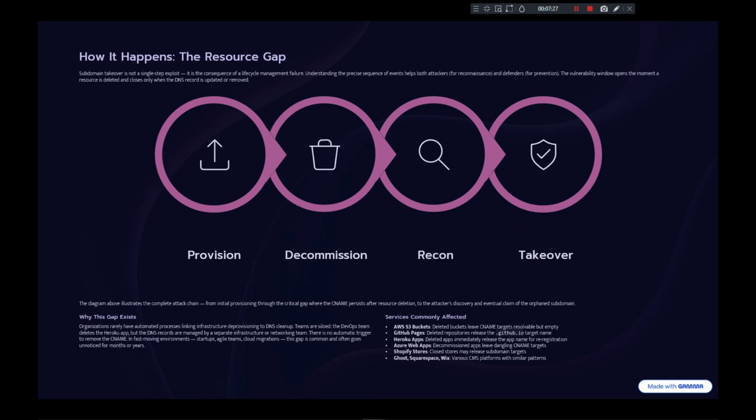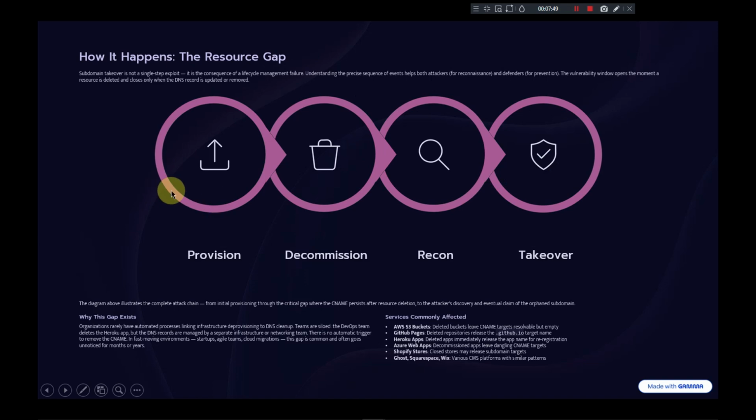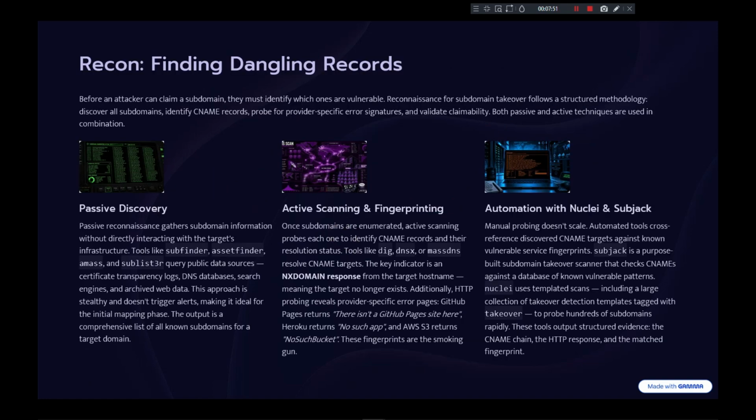An attacker only needs to find it out by a different method: passive recon, active recon, or subdomain enumeration. So this matters. Now the main thing is finding the dangling records through recon. How can you do it? Here you can see there are different methods.